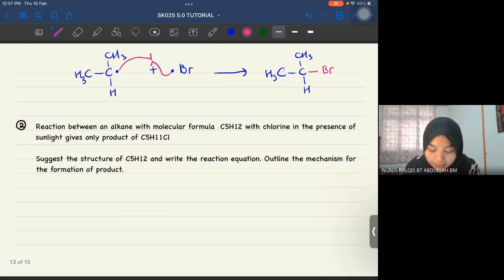Okay, reactions between an alkane with molecular formula C5H12 with chlorine in the presence of sunlight gives only product. Okay, kat sini dia cakap only product. Bila only product, hanya ada satu jenis produk sahaja yang kita boleh dapatkan. Now dia tanya, suggest the structure of C5H12 and write the reactions equation. Mula kena suggest apa C5H12 kita. Lepas tu kena write the reaction equation. Dah 2 benda dia minta. Yang ketiga, dia minta mechanism for the formations of only product.